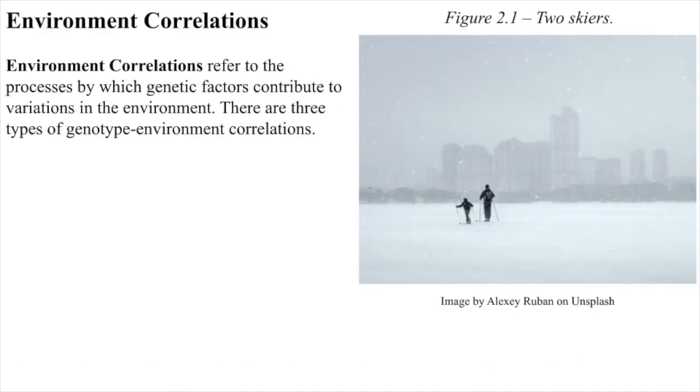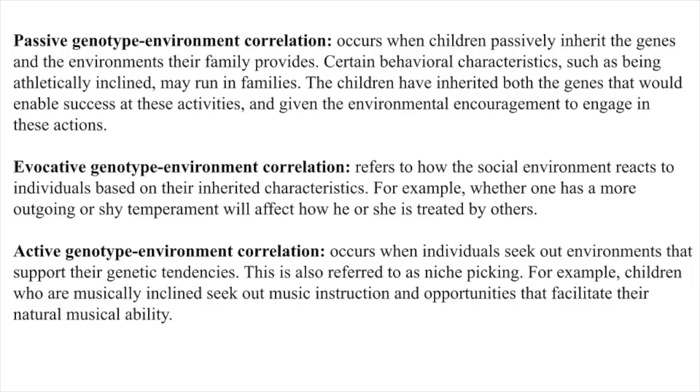Genotype-environment correlations refer to the process by which genetic factors contribute to variations in the environment. There are three types of genotype-environment correlations. Passive genotype-environment correlation occurs when children passively inherit the genes and the environments their family provides. Certain behavioral characteristics, such as being athletically inclined, may run in families.